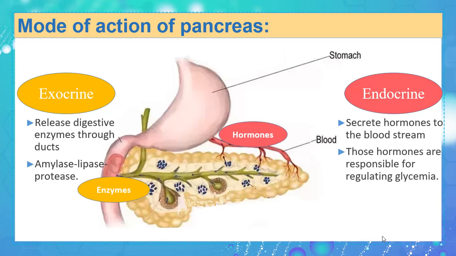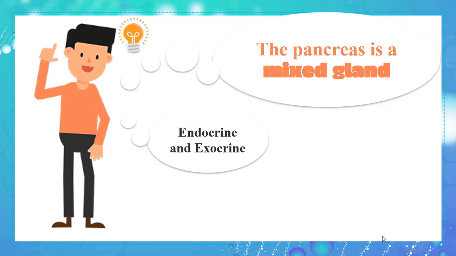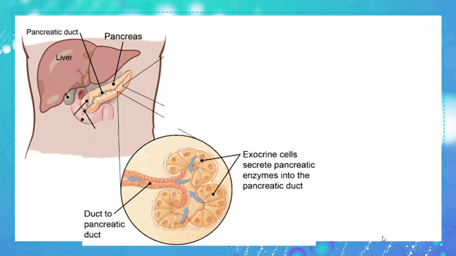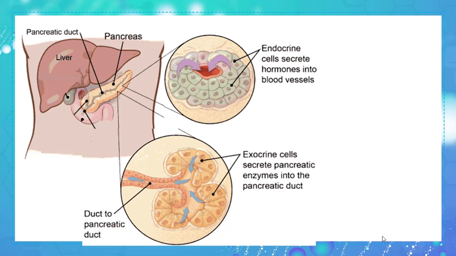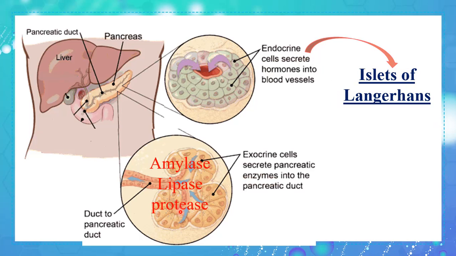Now, those hormones are the ones responsible for regulating blood glucose. As a conclusion, the pancreas is said to be a mixed gland with mixed function of both endocrine and exocrine. Then also the pancreas is made up of two types of cells. Cells found near the ducts to secrete enzymes and cells found in a specialized region called the islets of Langerhans, responsible for secreting hormones. Now you know that the enzymes are amylase, lipase, protease. However, what are the hormones secreted by the cells of the islets of Langerhans?